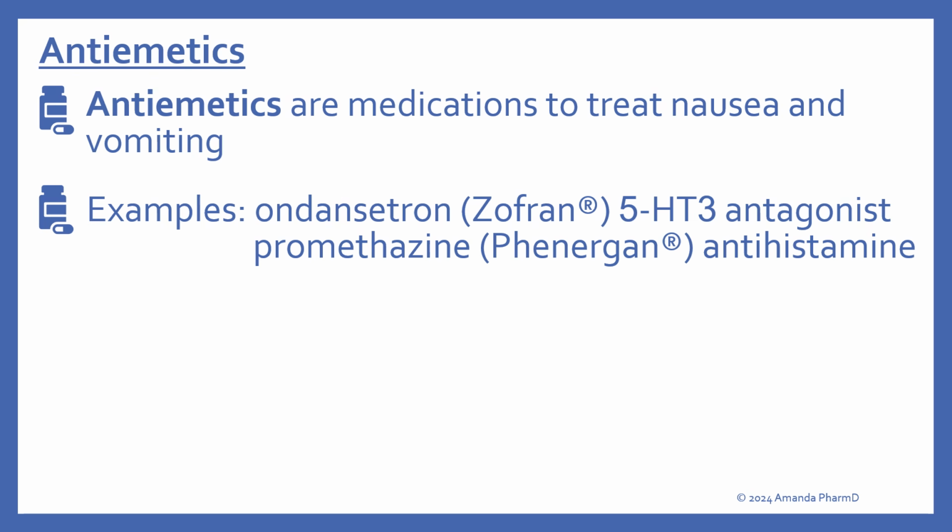Next are the antiemetics. Antiemetics are medications used to treat nausea and vomiting. Some examples include ondansetron, brand name Zofran, and it's a 5-HT3 antagonist. And promethazine, its brand name is Phenergan, and it's an antihistamine.